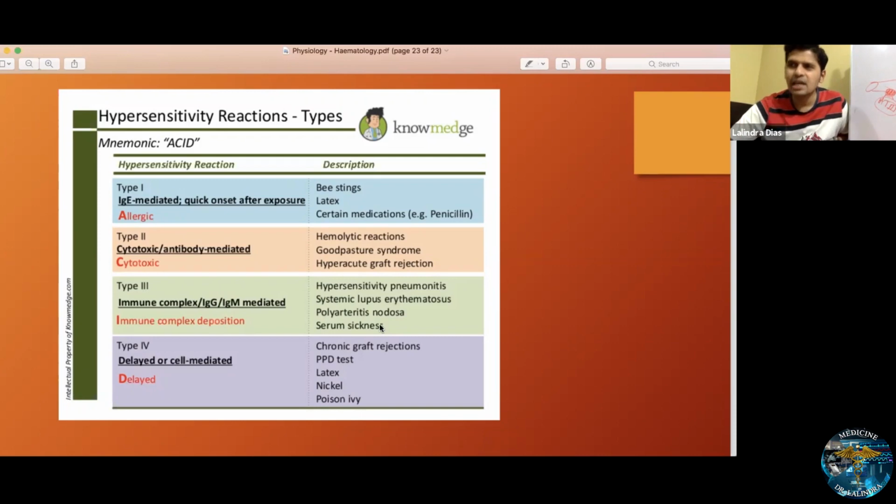So just to revise again, type 1 hypersensitivity reaction occurs immediately after exposure to the allergen, or at least within a few hours. And they are IgE mediated. So atopic asthma falls there, atopic asthma, urticaria. Type 2 hypersensitivity reaction: there is hemolytic, that is blood transfusion reactions, transplant rejections.